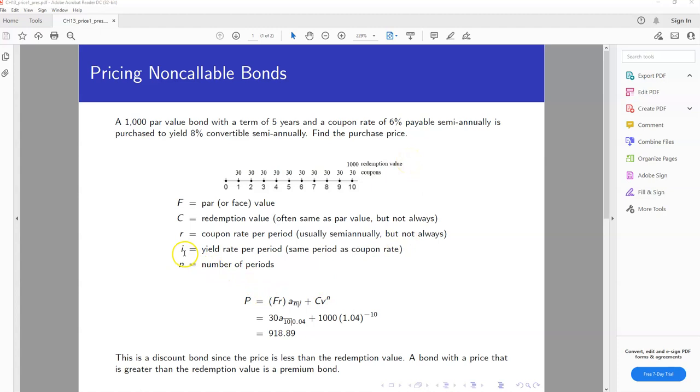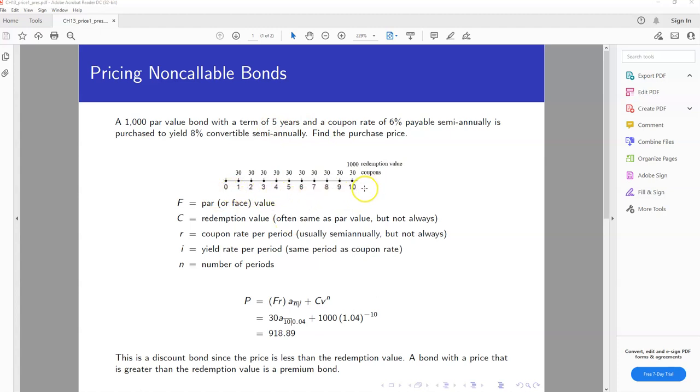The I we're going to use to represent the yield rate. We want that yield rate per period to be in the same terms as the coupon rate. Notice here we've got an 8% convertible semi-annual yield that we want to price this bond at, so we'll use a 4% per period rate when we're pricing. And then N is going to represent the number of periods. For this example, we've got a term of 5 years, which means we've got 10 payments.